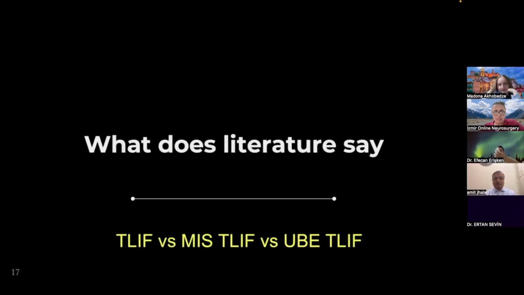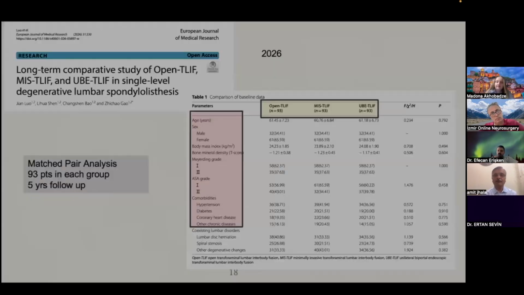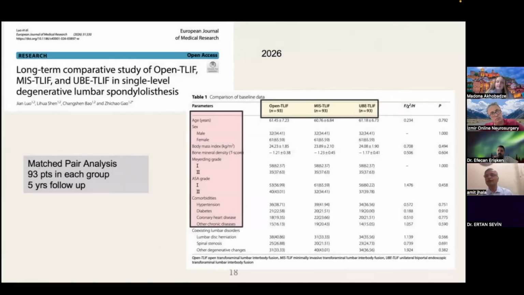So now the question comes, what is better? TLIF versus MIS TLIF versus a UBE TLIF? And what does the literature say? Because my base is going to be what fusion technique we should use. Every technique has its own advantage, but whether it is clinically beneficial to the patient, and how far a surgeon can go for minimalism.